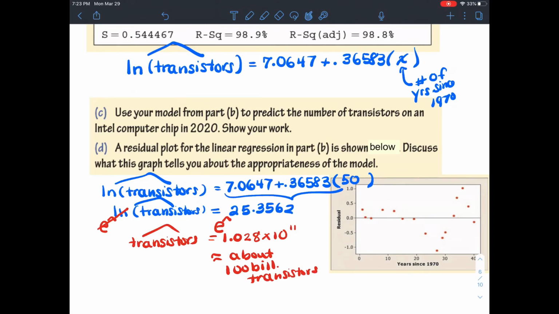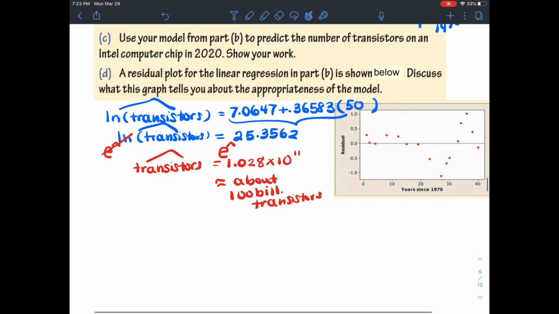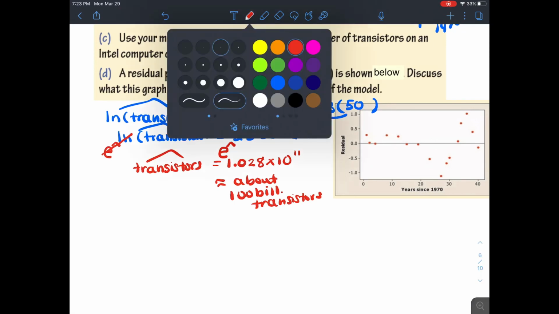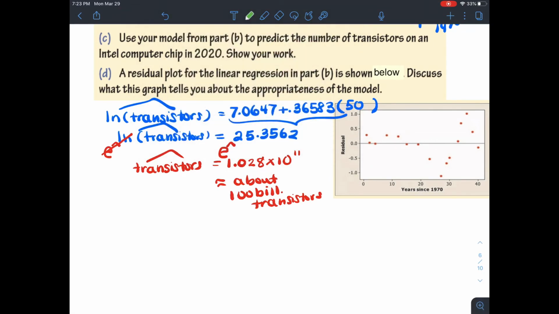I want you to look at part D here real quick. We're almost done with this video. A residual plot for the linear regression in part B is shown below. We see this off to the side here. Discuss what this graph tells you about the appropriateness of this model. Now, I do want to point something out. Normally, when you're looking at these residual plots, you're looking to see if there's any evident pattern. It does kind of feel like there is a little bit of an ebb and flow to this pattern somewhat here.